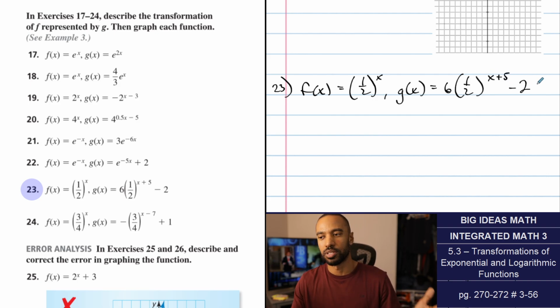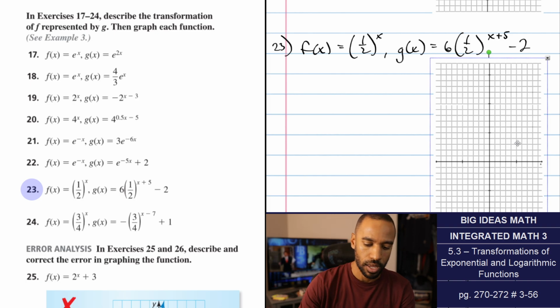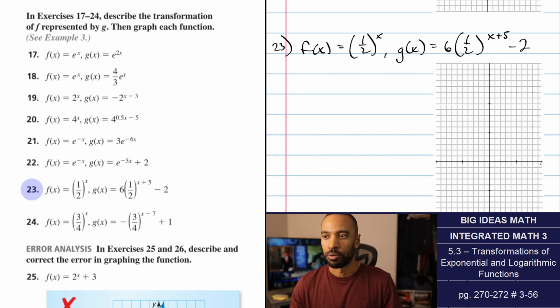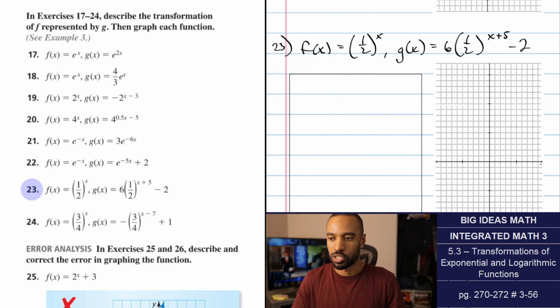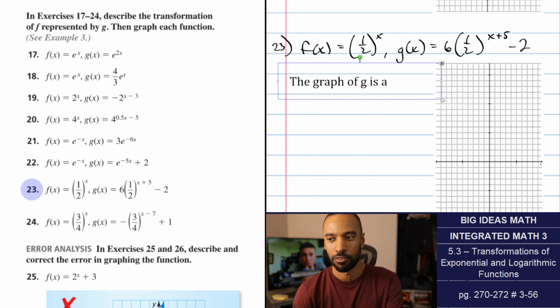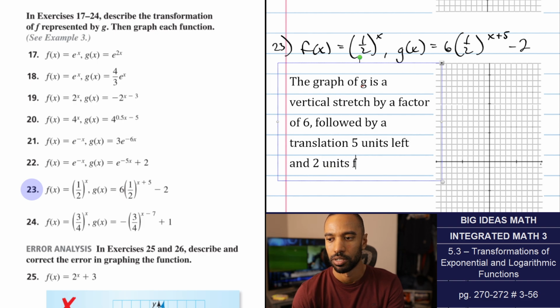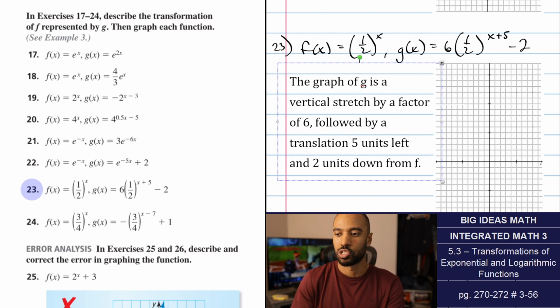Okay, this one will have the most of what I want out of kind of building character into these graphs, saying like, okay, these are the extent of things you can do that are normal. Let's describe all the things first and then just see that we can make sense of those. There's A, H, and K going on. The graph of g is a vertical stretch by a factor of 6, followed by a translation 5 units left and 2 units down from f. All right, so those things are going to happen.